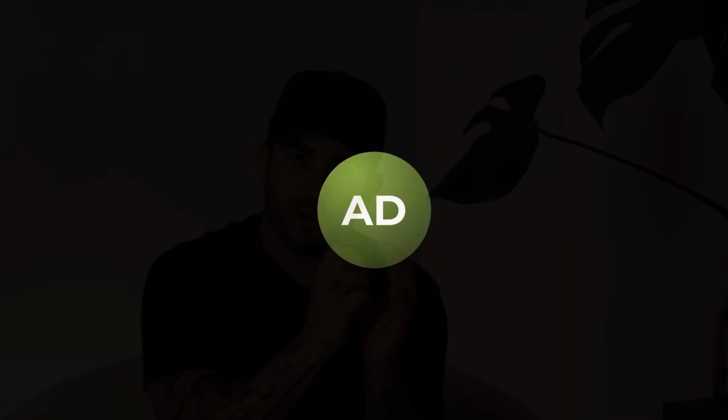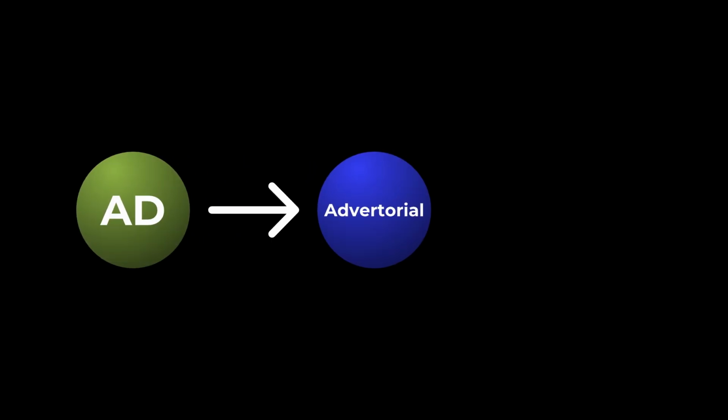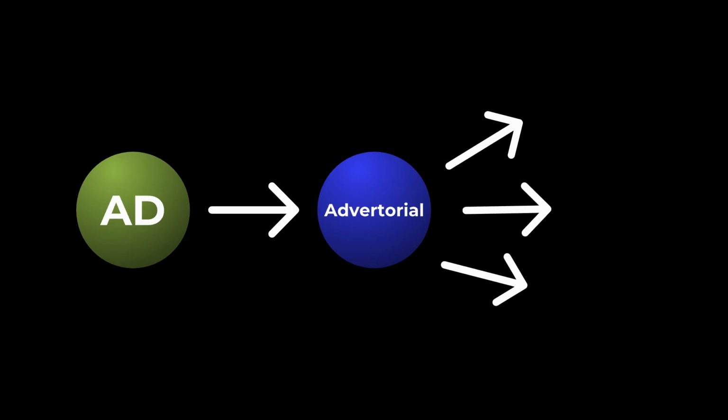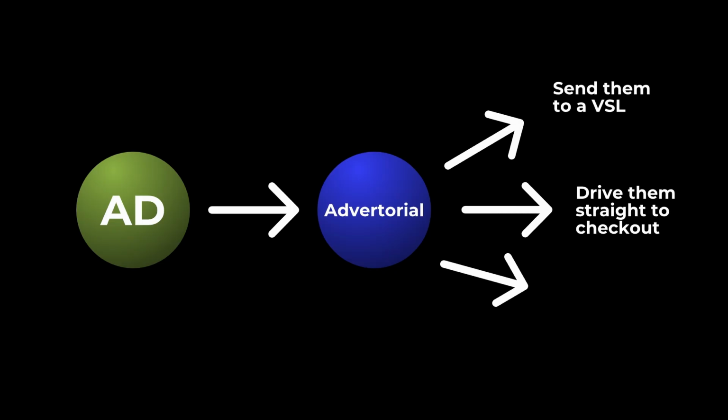So think of it like this. The ad grabs attention. The advertorial builds context and ignites desire. Then you choose the path. Do you send them to a VSL, drive them straight to checkout, or segment even further based on their behavior? Once you understand this, everything changes.